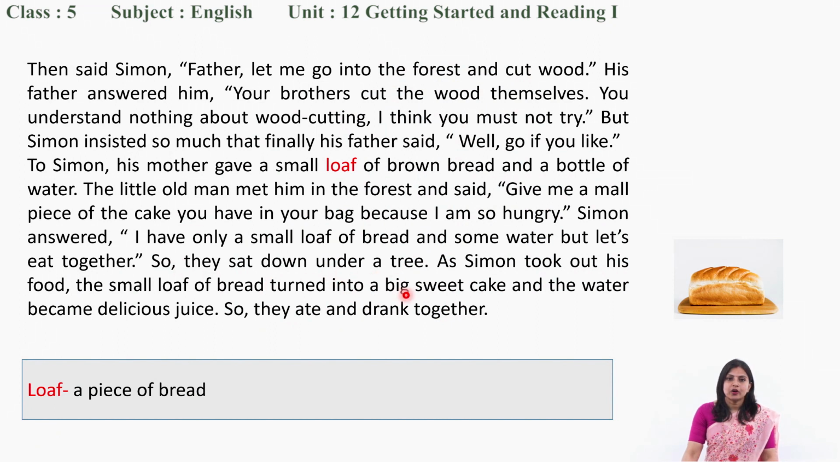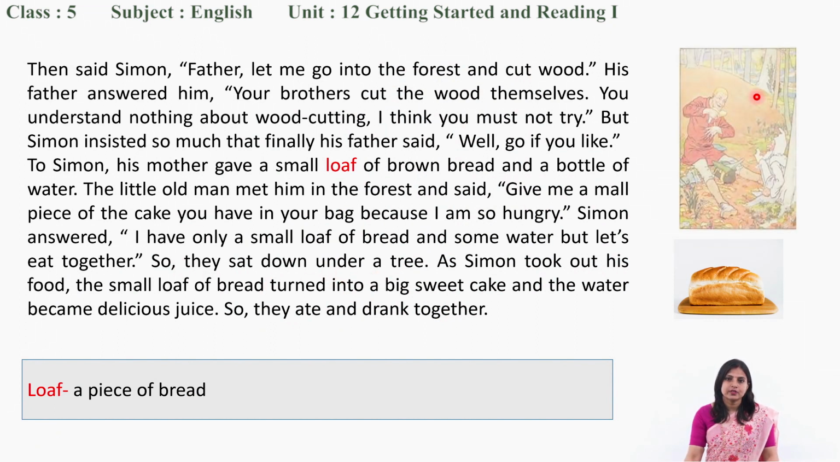So they sat down under a tree. Yes, you see, like this. And as Simon took out his food, the small loaf of bread turned into a big sweet cake, and the water became delicious juice. See? He has done good. So he has got good. He took out his food, a small bread, but that turned into a sweet cake. Yes, and the water turned into delicious juice. Wasn't it magic? Yes.